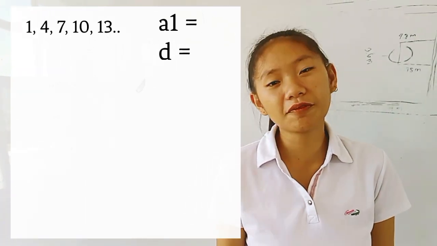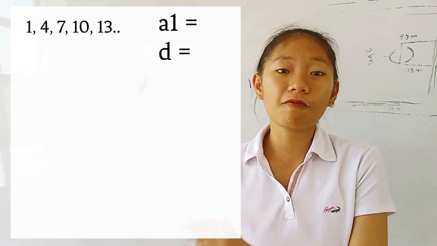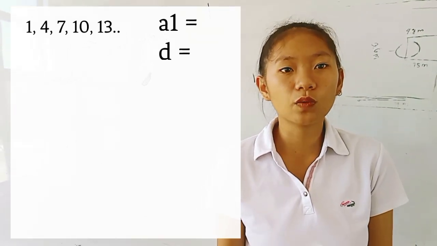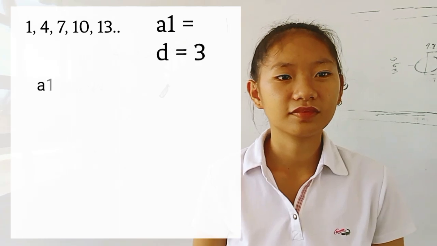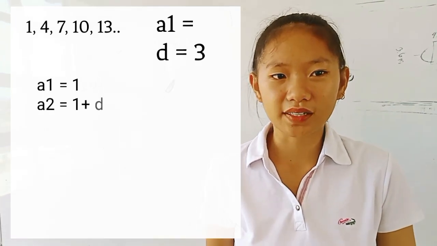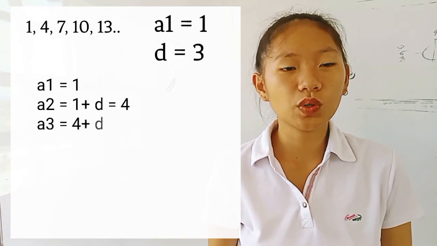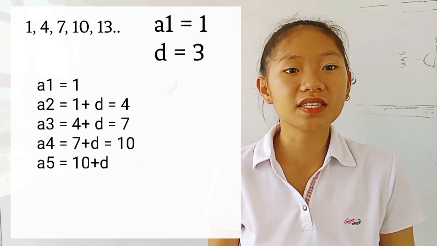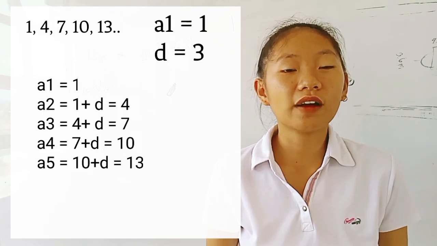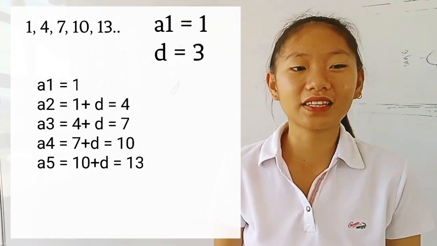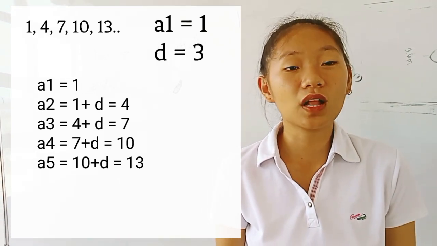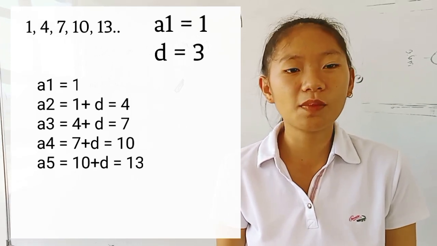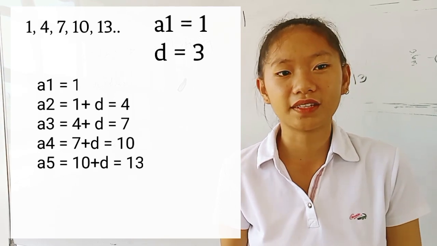To get the common difference, you must subtract 1 from 4, and the answer is 3. So the 3 is the common difference. A sub 1 is equal to 1. Now, a sub 2 is equal to 1 plus d, which is 3, so the answer is 4. Now, let's check a sub 3. A sub 3 is equal to 4 plus d, which is 3, the common difference, and that is equal to 7.